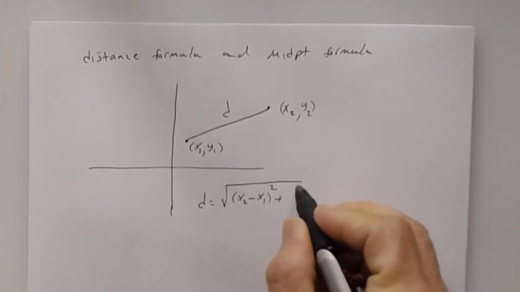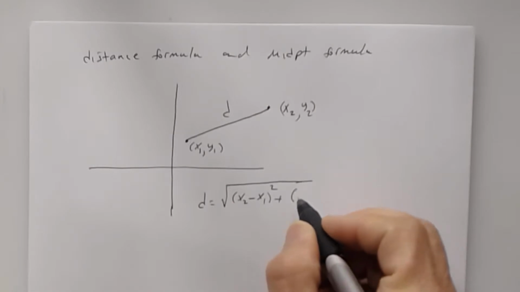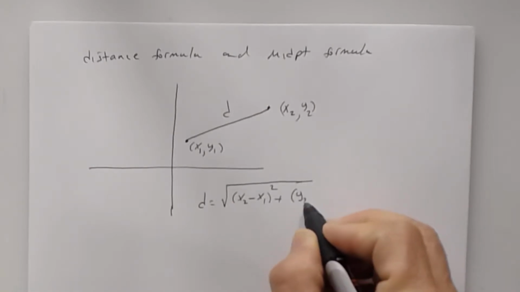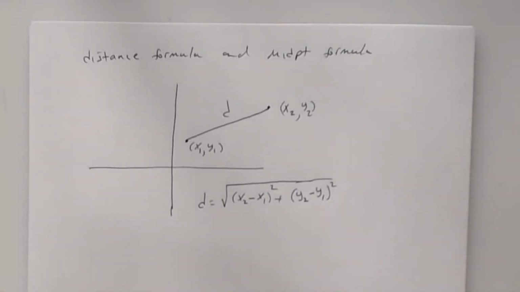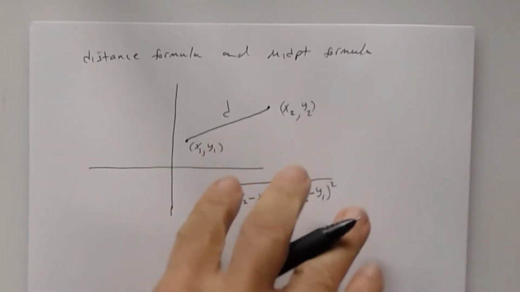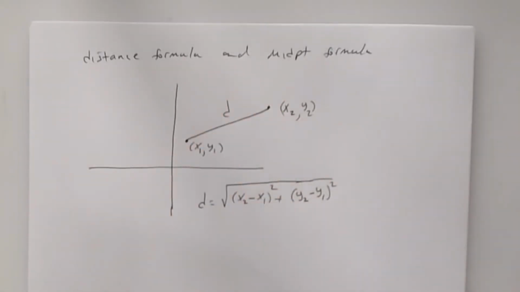Plus, then you're going to subtract the y coordinates from each other. So you can say y sub 2 minus y sub 1, and then you're going to square that. So there's your formula. You don't have to memorize it. I'll give you the formula. You just need to know how to use it. But the derivation comes from using Pythagorean's theorem in a right triangle, drawing a right triangle and using Pythagorean's theorem. So there's your formula.